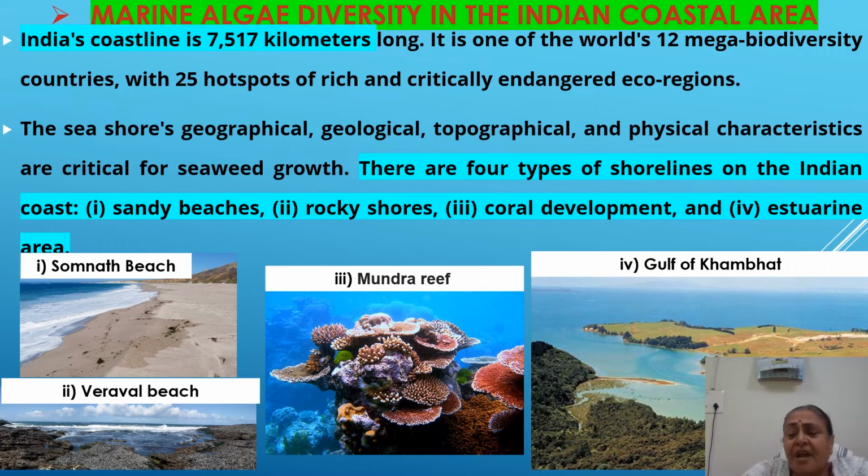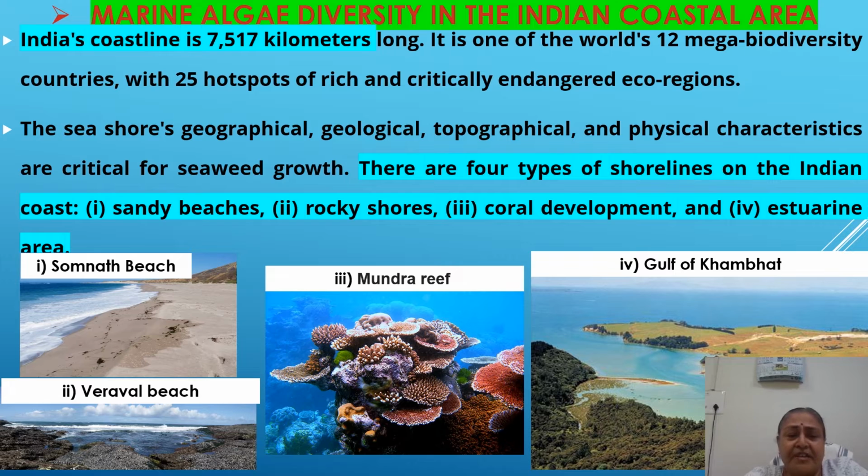Now friends, I will talk in the second part of my topic. I covered the marine algal diversity in the Indian coastal area, especially the Gujarat coast. I will focus and talk. So we know that the Indian coastline is 7,517 kilometers long, and India is one of the world's 12 mega biodiversity countries. Our country is the 12th mega biodiversity country with 25 hotspots of rich and critically endangered ecoregions.